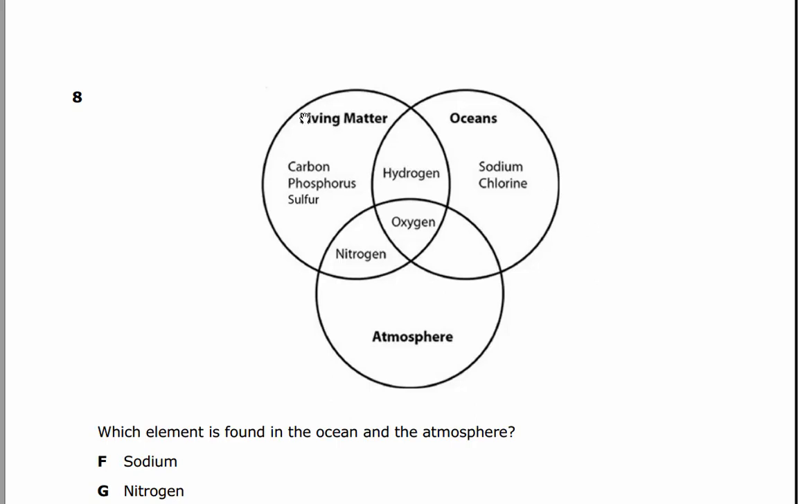Have another triple Venn diagram. Has living matter, oceans, and atmosphere. Has carbon, phosphorus, sulfur, hydrogen, sodium, chlorine, oxygen, nitrogen.